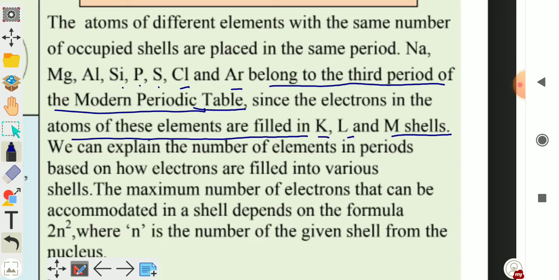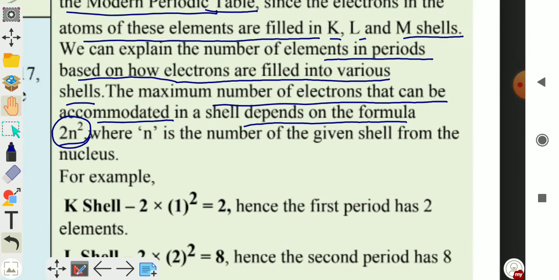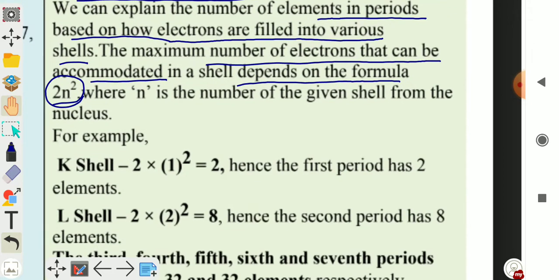We can explain the number of elements in the period based on how electrons are filled into various shells. The maximum number of electrons that can be accommodated in a shell depends on the formula 2n squared, where n is the number of the given shell from the nucleus. So if we place the value of n as 1, we get the number of electrons or number of elements as 2. Hence the first period has 2 elements.